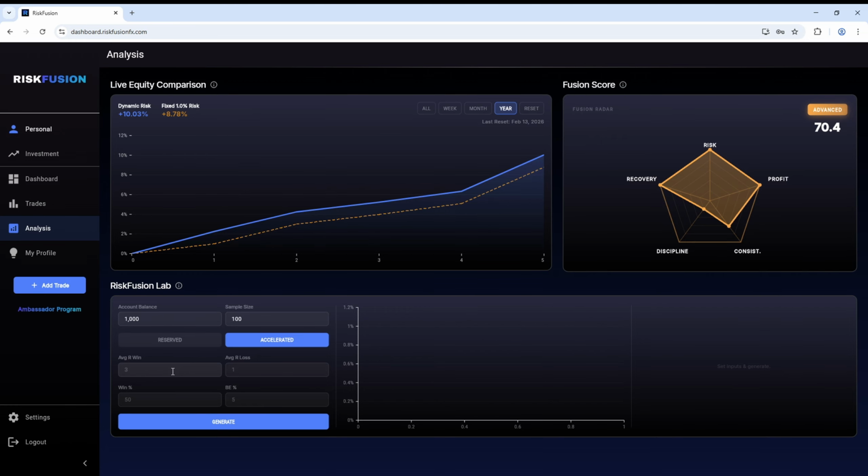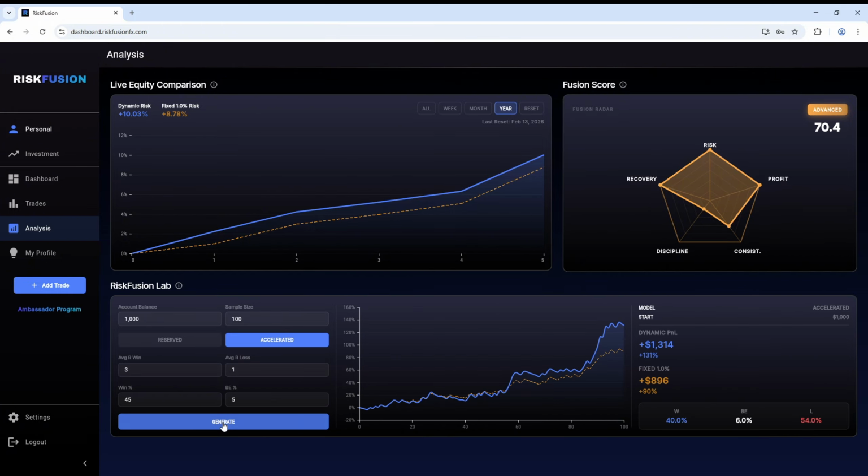Let's say on average every trade you win you win 3R, and every trade you lose you lose a fixed 1R. Then let's say your win percentage was around 45%, and you break even maybe 5%. What it does is it gives you an idea as to what happens in a random scenario of trades. It's a completely random sequence based on around about those values. You can see the actual win rate for this scenario was 40%, break even gave you 6, and you lost about 54% of the time.